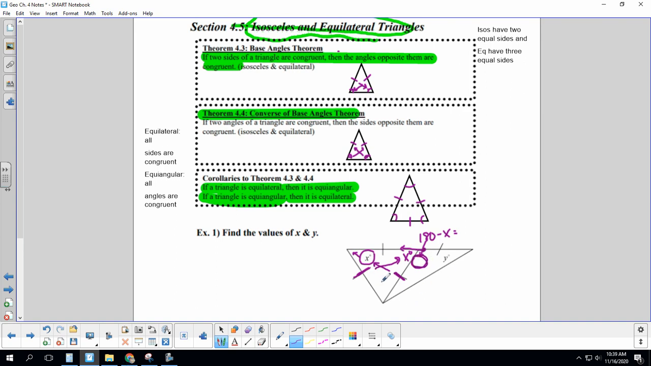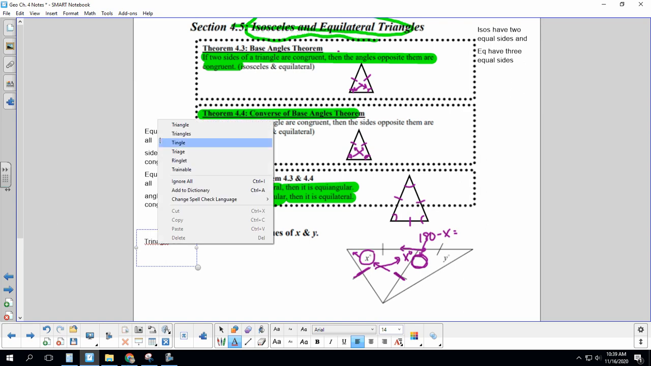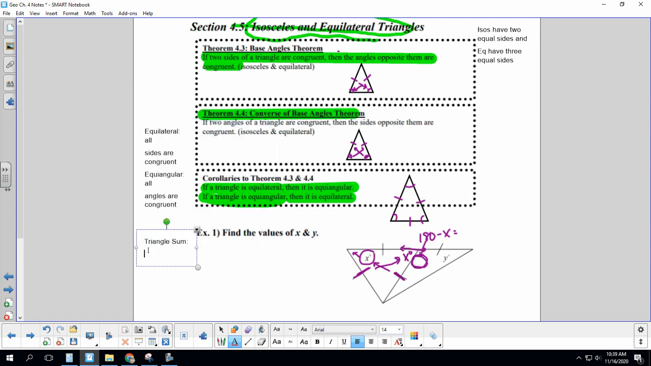Okay, so let's find some real numbers. I'm going to give you another property. We used this last week in our notes. This is called the Triangle Sum Theorem. Let me spell triangle correctly for y'all. Triangle Sum Theorem says all angles in a triangle add up to 180.